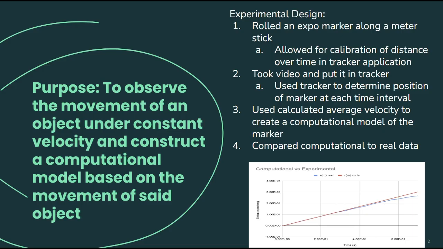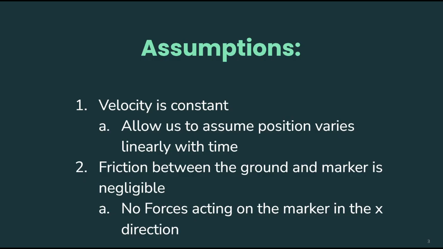As you can see in the bottom right, I have the computational versus experimental data. The red line is the computational model, and the blue line is the real data. As you can see, they start separating towards the end as time goes on, and I will explain why towards the end of my presentation.